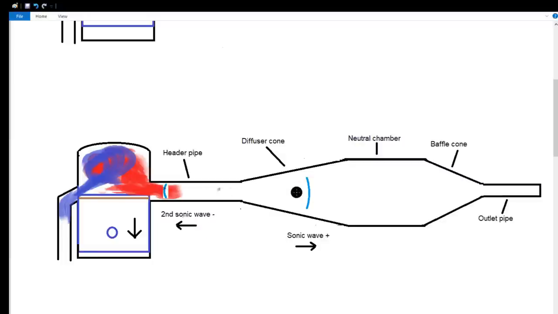So what happens when this hits the diffuser cone? This low pressure reflection, the second sonic wave, travels back up the diffuser through the gases. It doesn't care about the gases at all. It's a sound, okay? So like energy moves through the ocean. It comes back into the combustion chamber to aid scavenging. Now, at this stage, the transfer is opened. Inlet is pouring in, okay?